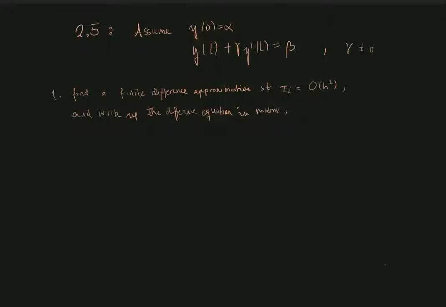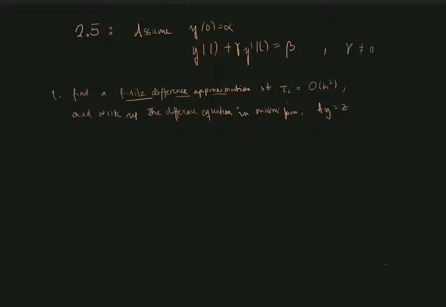So write it up in matrix form, aka as A y equals z, such that when we have this, all we need to do is just find the inverse of A and then multiply that over on this side, and then you have the finite difference solution. Okay, so we need to find a finite difference approximation that is big O of h squared.